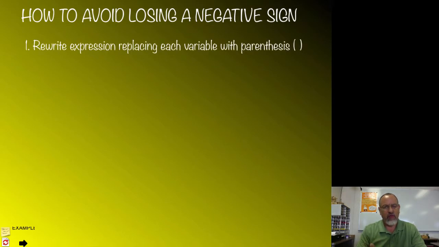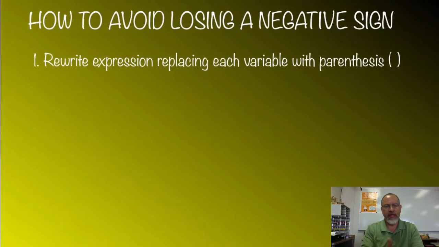The way we want to avoid losing a negative sign is when we're asked to evaluate an expression, we know that our first step is we're going to substitute in a number for every variable. So all of the letters are going to get a number put in their place. And so what we want to do is go through and rewrite that expression, and for every letter that we come to, we're going to put a parentheses there. We're not going to put anything in it. We're just going to write a parentheses for the letter. Okay, so that's the first thing we're going to do.